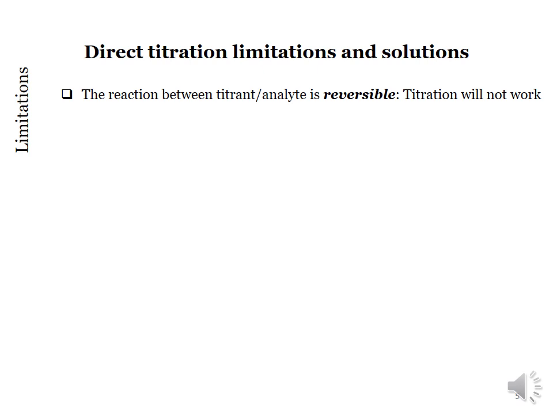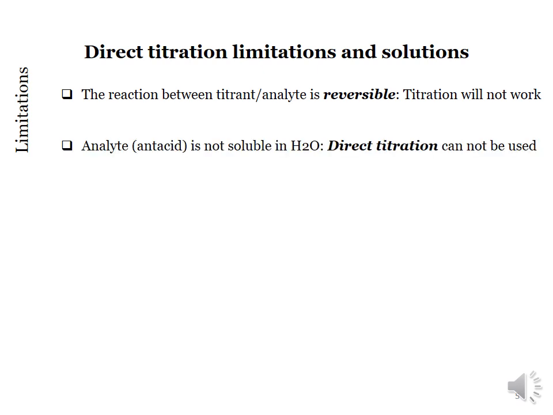First, the reaction is complete, so it's irreversible. The reaction is fast, and the reaction happens in a stoichiometric ratio. The compounds react with each other in a stoichiometric ratio. However, here we see that the reaction between the antacid and the acid is reversible, and therefore the titration, whether direct or indirect, will not work. This is the first limitation when we go to titrate an antacid.